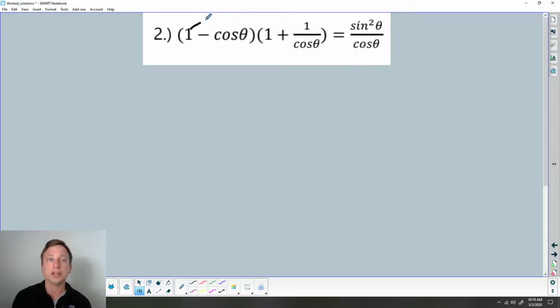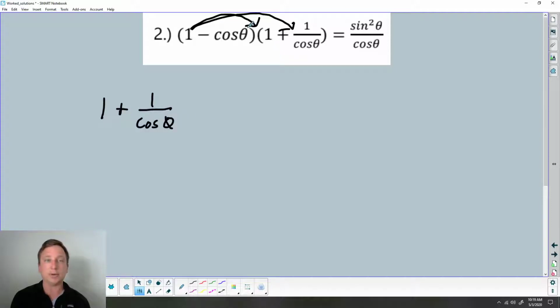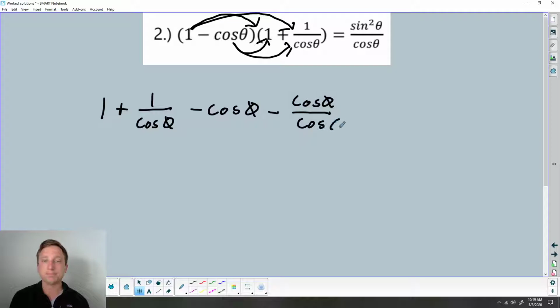So again, with this one, we distribute the 1 times 1, which gets us 1. We distribute the 1 to 1 plus 1 times 1 over cosine theta, which is equivalent to just that 1 over cosine theta. And now we distribute the negative cosine theta through. So we have a negative cosine theta, and then a negative cosine theta times 1 over cosine theta, which is negative cosine theta over itself when we multiply that out. So there's what we have when we multiply this or expand it by distributing. And now we can clean this up.